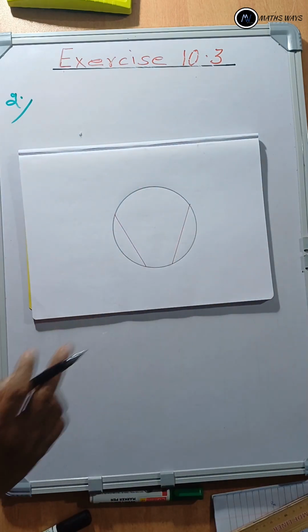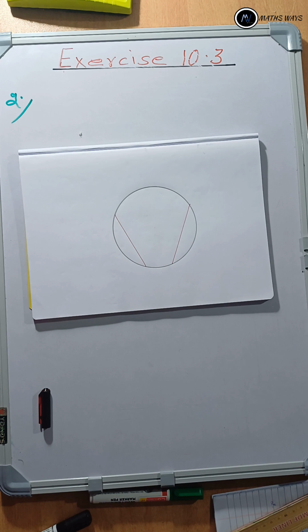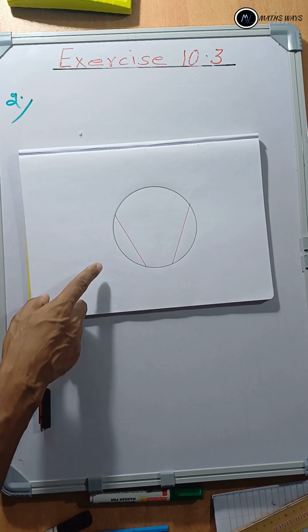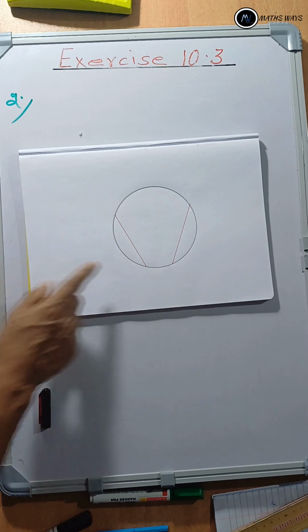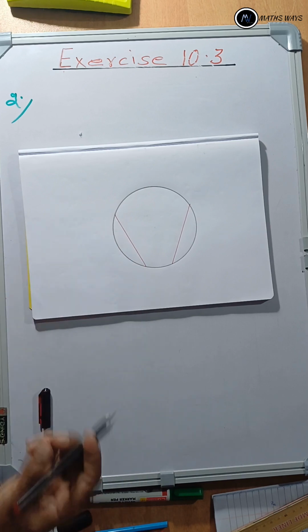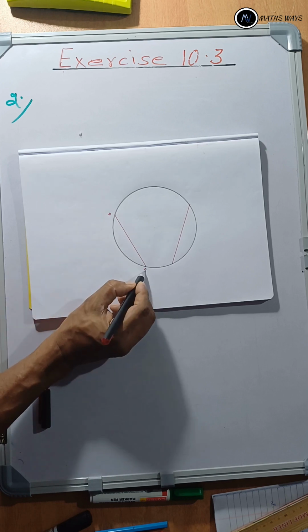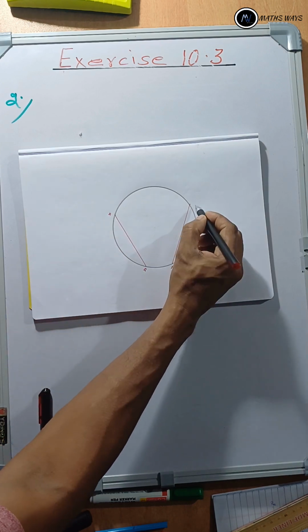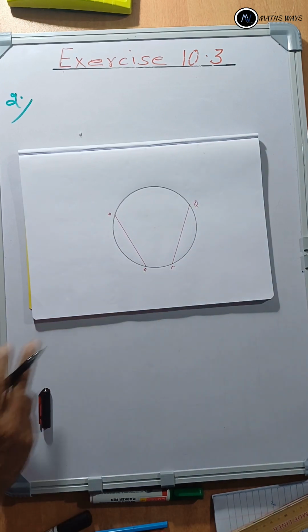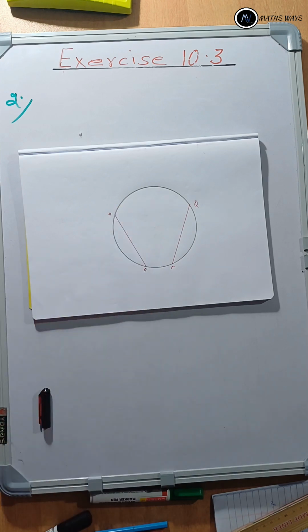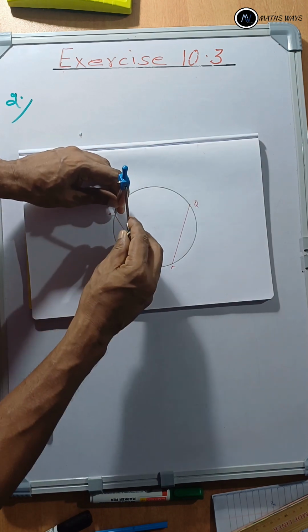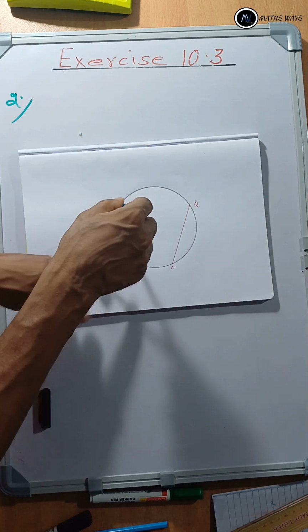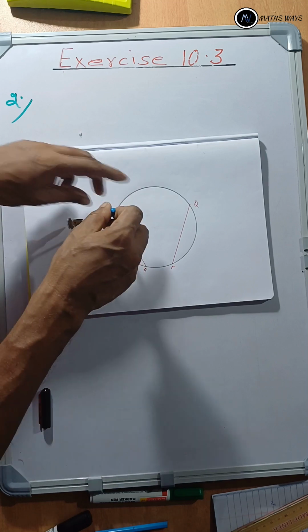First make two chords, then find out the bisector of these two chords. Suppose we name the two chords AB and PQ. Then we have to bisect these. How to bisect this? Bisect means equally dividing at 90 degrees. Bisecting this chord, first I am going to bisect this chord.